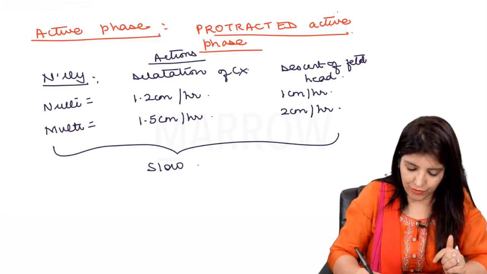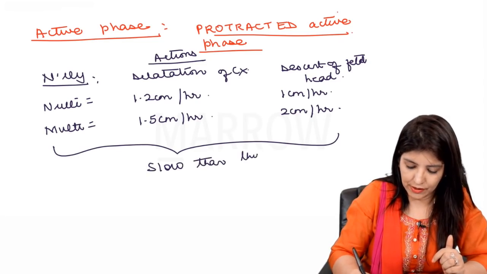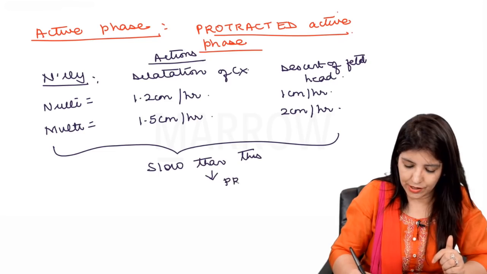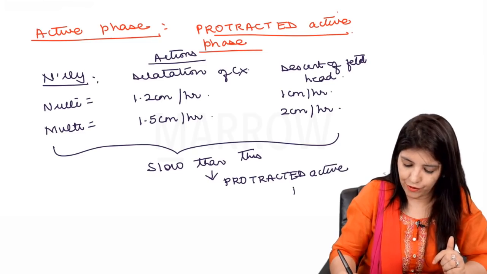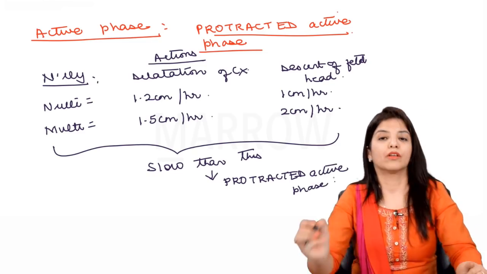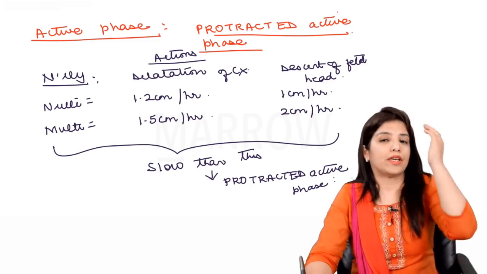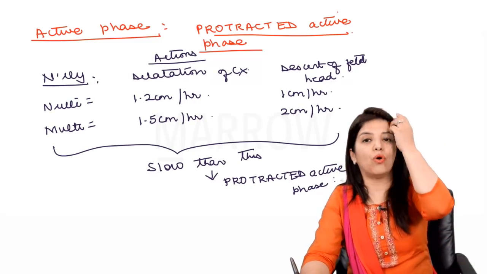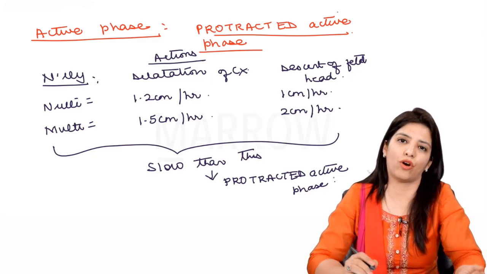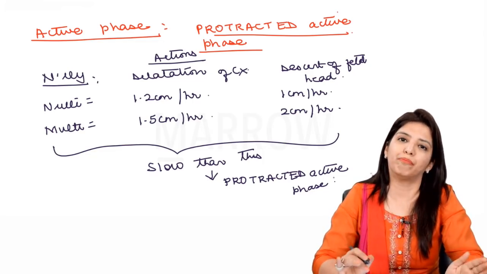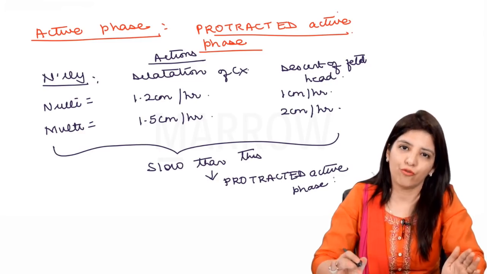Now if the active phase is going slower than this, then you call it protracted active phase. So either the dilatation is going slower or the descent of the fetal head is going slower than normal. That is called a protracted active phase.